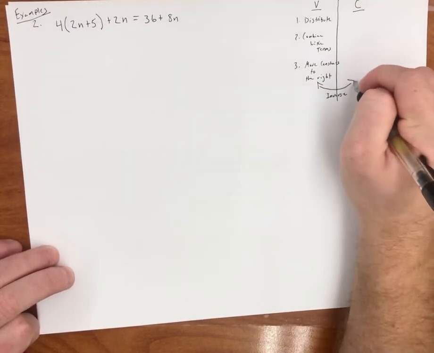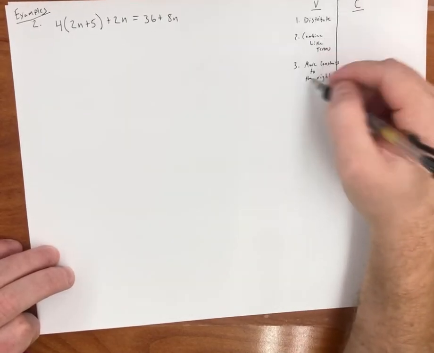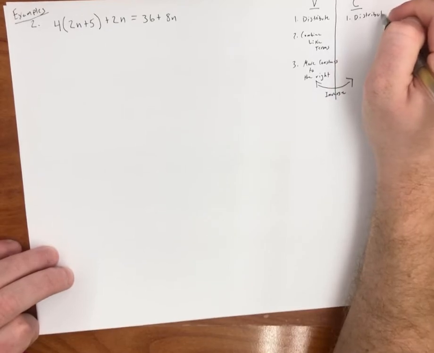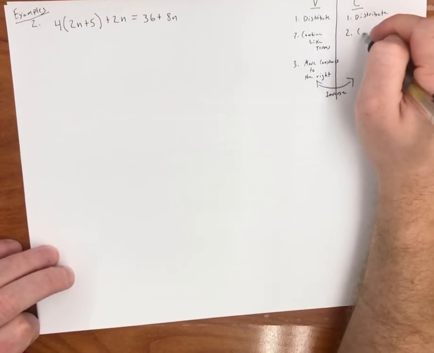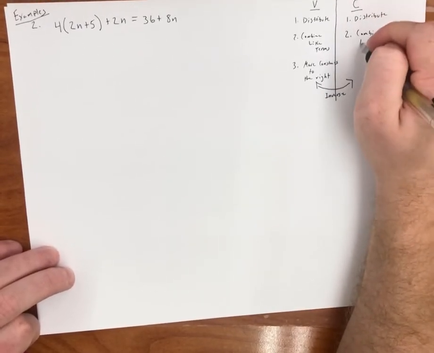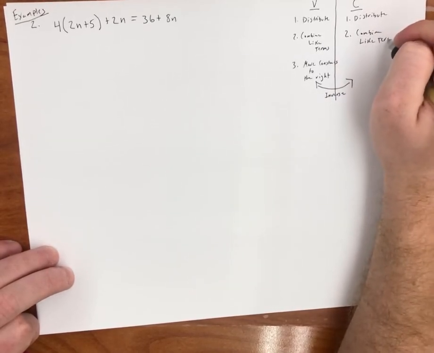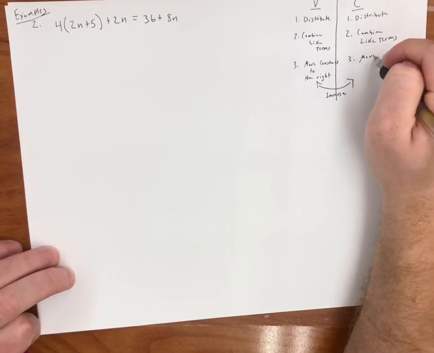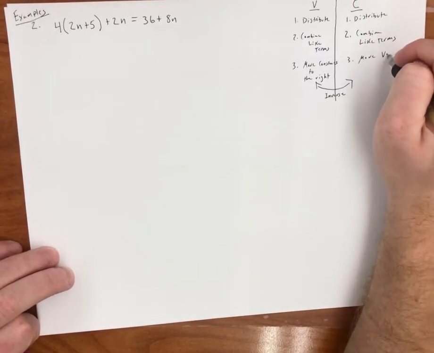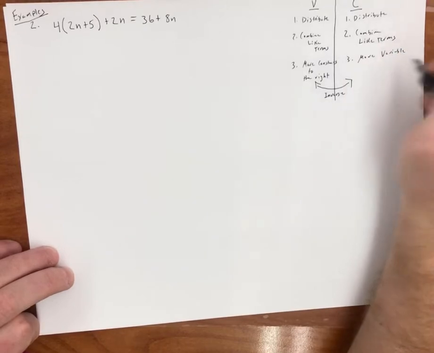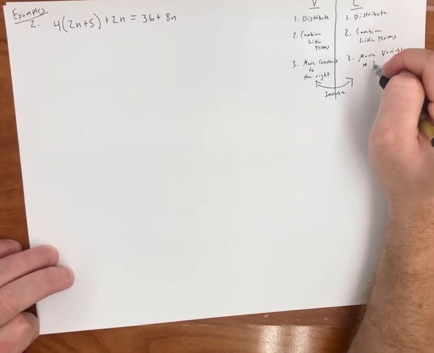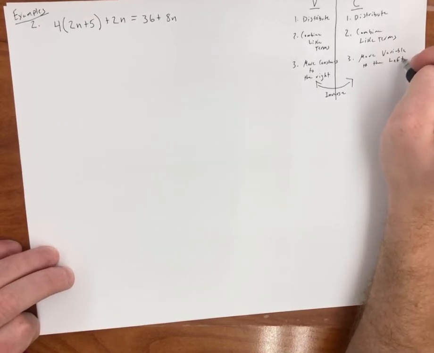Okay. Remember, what we do to the one side, we have to do to the other, so we have to distribute on this side. We then have to combine like terms. And then third, because we're on the constant side, we have to move the variables to the variable side of the street. So move variables to the left, okay?